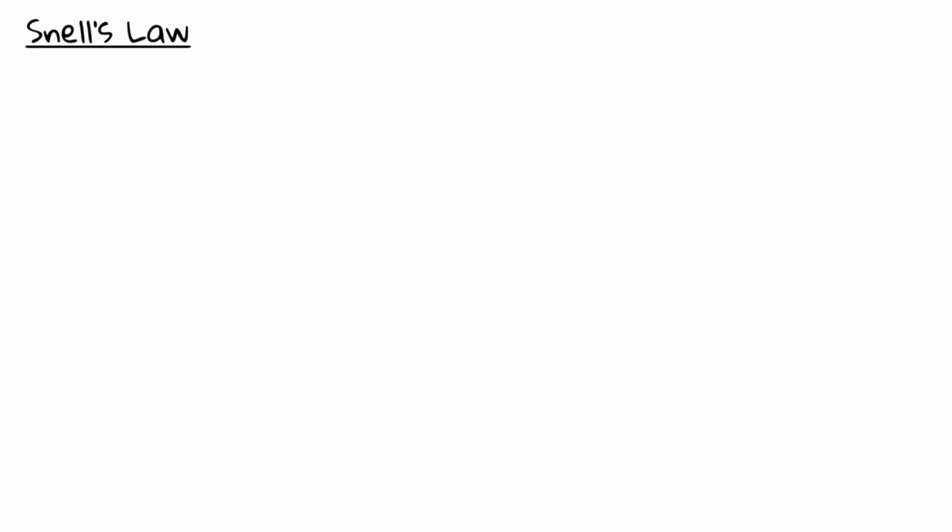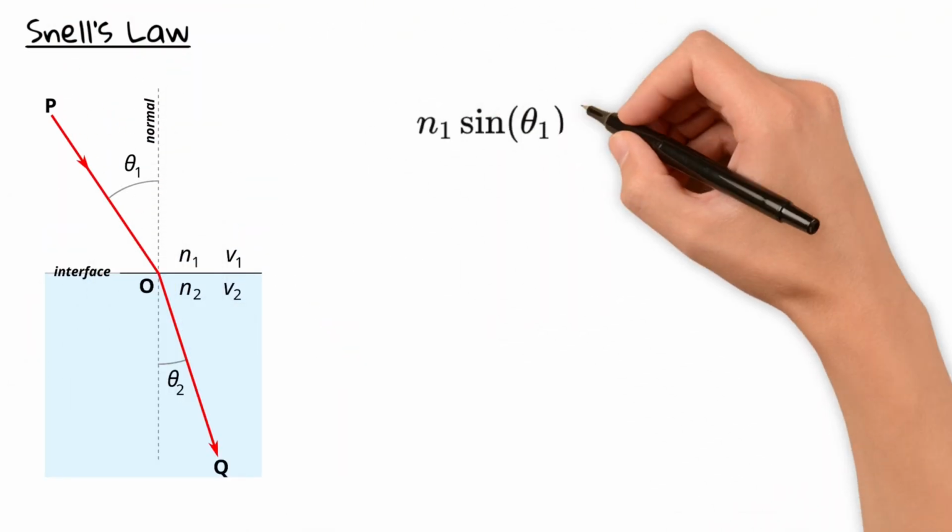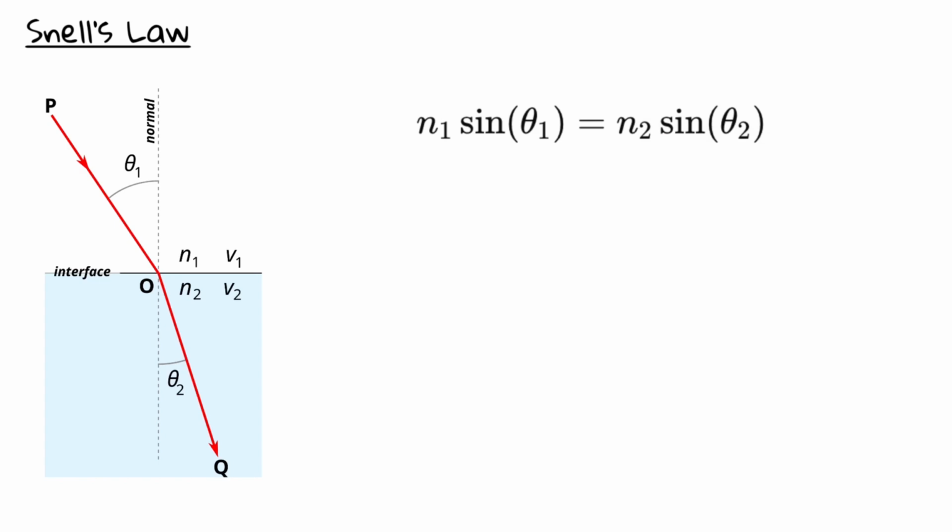To calculate angles in refraction, we use Snell's law. n1 times sine of angle 1 equals n2 times sine of angle 2. n1 and n2 are the refractive indices of the two media. Angle 1 is the angle of incidence, and angle 2 is the angle of refraction.